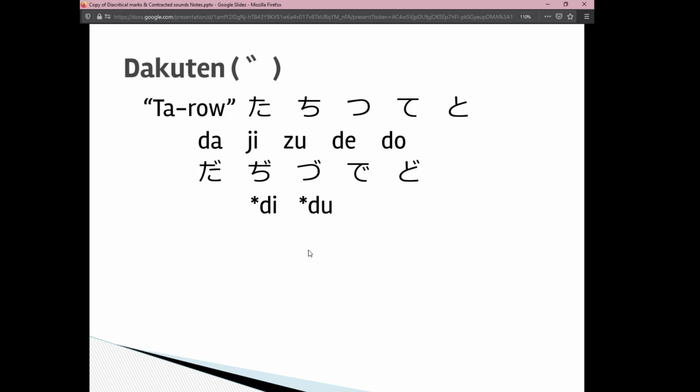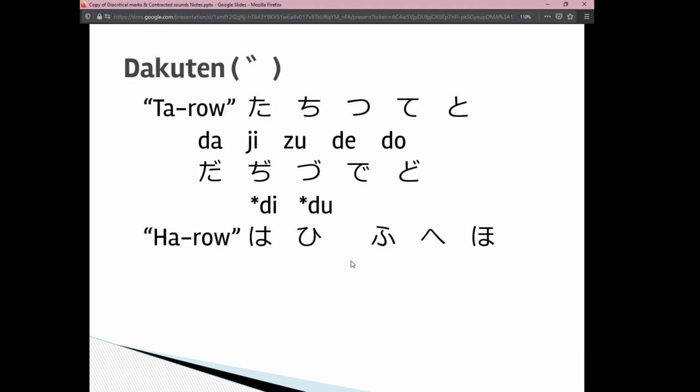Instead, I would say ji and zu. Now, how am I going to know the difference between using this version of ji and the version of ji that uses the shi character? I will tell you, more often than not, if something has ji in it, it's spelled with the shi character. Same thing with the zu. More often than not, it's going to be spelled with su with the dakuten. So this is just so you know what kind of sounds they make.